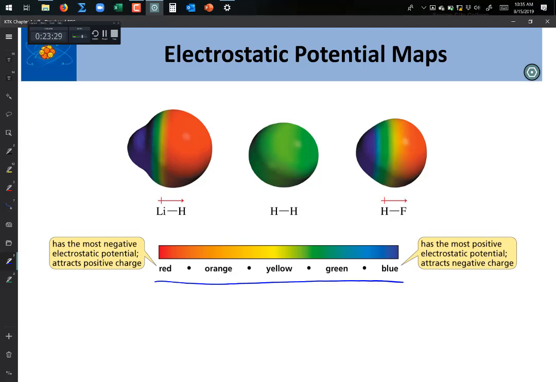So that's a pretty standard drawing style. You'll look at lithium hydride, which has a very large negative charge on the hydrogen. H2, right, is neutral, and HF has a very positive charge on the hydrogen, very negative charge on the fluorine.